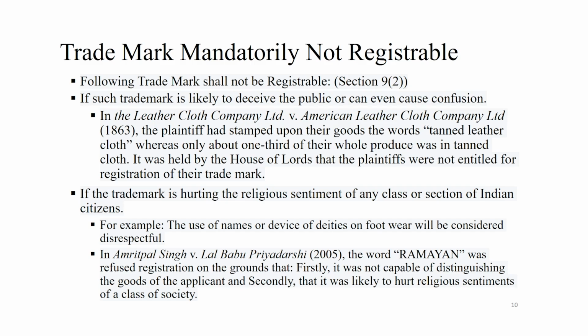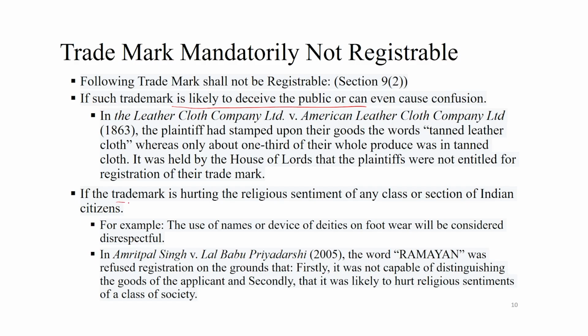Section 9(2): a trademark shall not be registered if it is likely to deceive the public or cause confusion. In the case of Leather Cloth Company Limited versus American Leather Cloth Company Limited, 1863, the plaintiff had stamped upon their goods the words "tanned leather cloth," whereas only about 1/3 of their whole produce was in tanned cloth. It was held by the House of Lords that the plaintiffs were not entitled to registration of their trademark. So, if the trademark is likely to deceive the public, it cannot be registered.